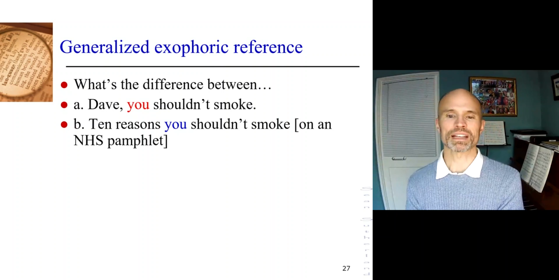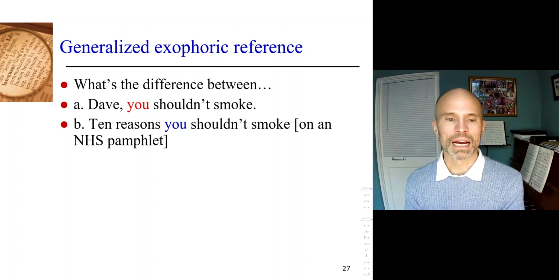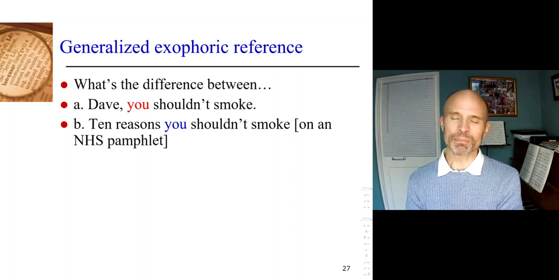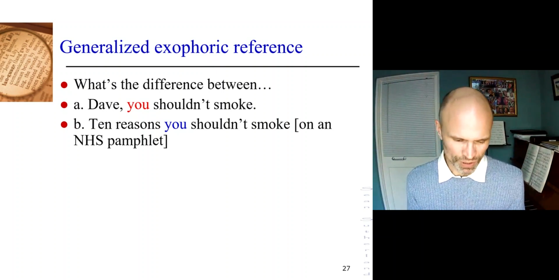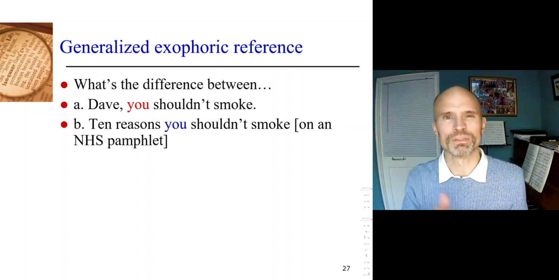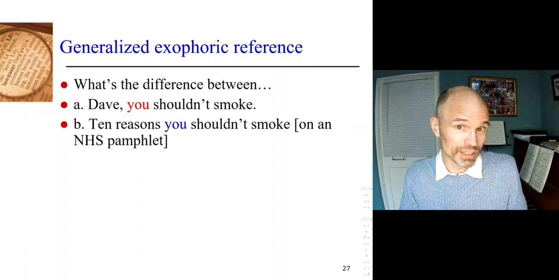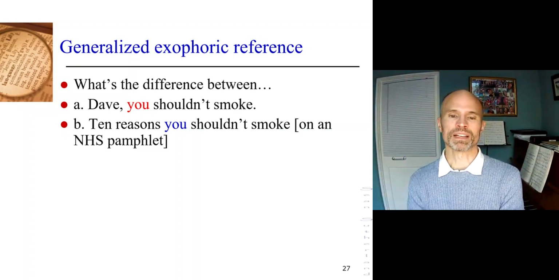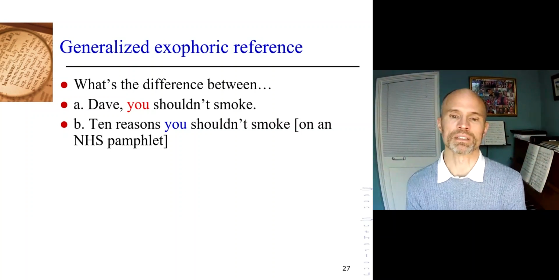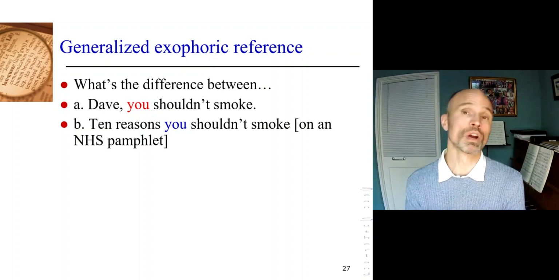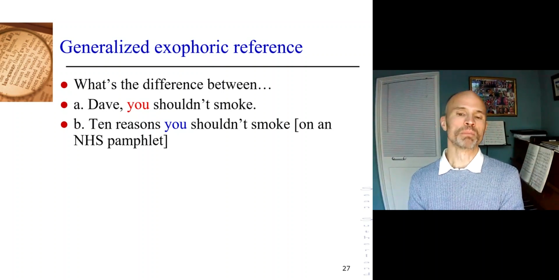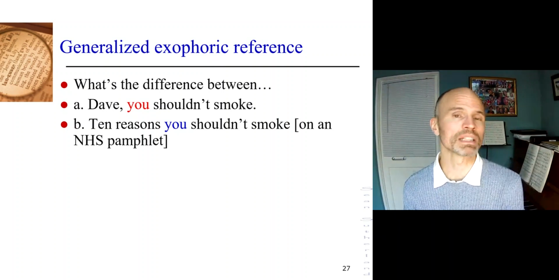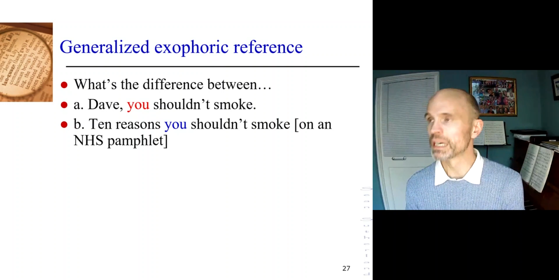But if you hear things like "10 reasons you shouldn't smoke," or read it in this case on an NHS pamphlet, you know it doesn't, I mean, you're the one reading it, but you know it doesn't just mean you. In fact, it means anyone who reads this pamphlet. In fact, it means anyone at all, right? What it really means here, the "you," is everyone. 10 reasons everyone shouldn't smoke, 10 reasons no one should smoke. It's the blue "you" that's a generalized exophoric reference. It refers generally to everyone who might ever read it.